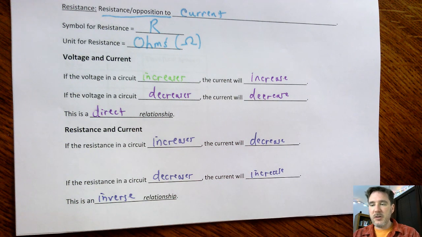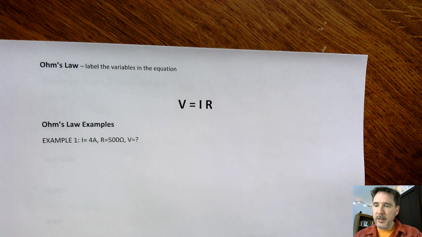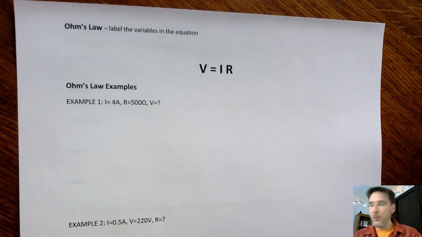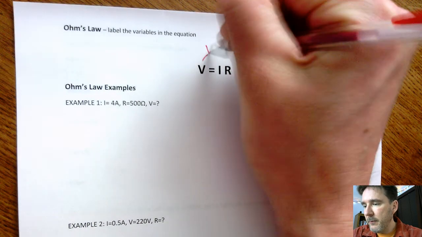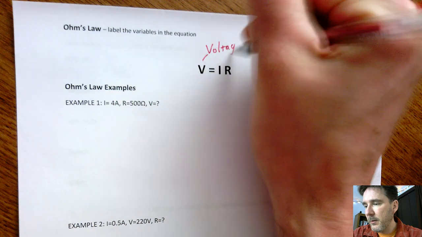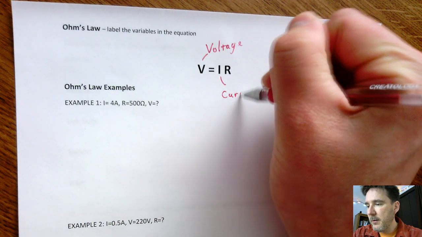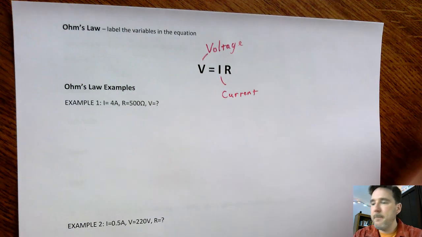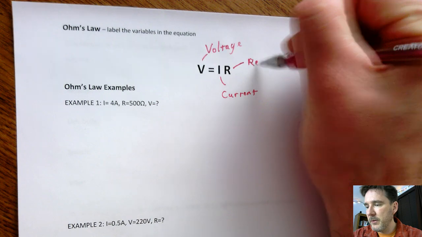So that's the relationship between voltage, current, and resistance, or I should say resistance and current. Moving on, we're going to get into the actual equation here. When we look at Ohm's law, we label the variables. This is going to be voltage, of course, because of the V. This will be current, that capital I, and the R is going to be, of course, resistance.